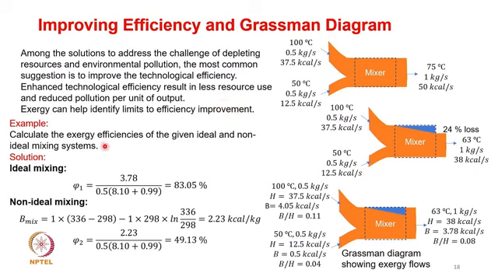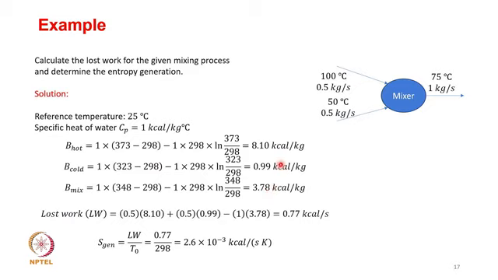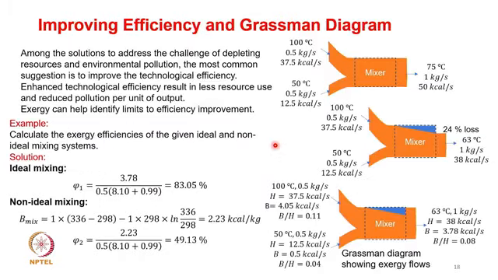Now consider the case: calculate the exergy efficiencies of the given ideal and non-ideal mixing systems. Let us assume that our mixing is ideal. So, let us move one step back. We have 3.78 B mix, 0.9 B cold, and 8.10 B hot. In the ideal mixing case, it will be 3.78 divided by (0.5 times 8.10 plus 0.5 times 0.9). This would be like 83%, which is a good thing.